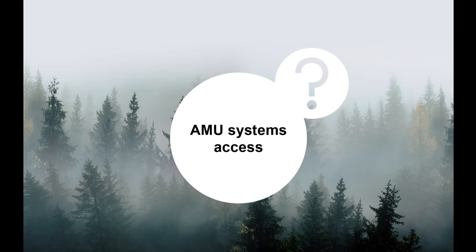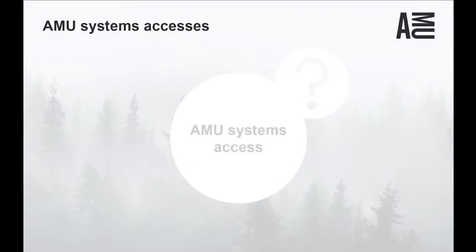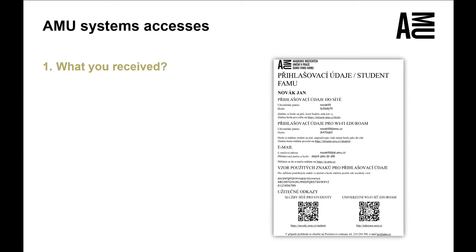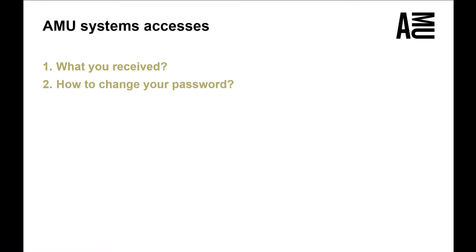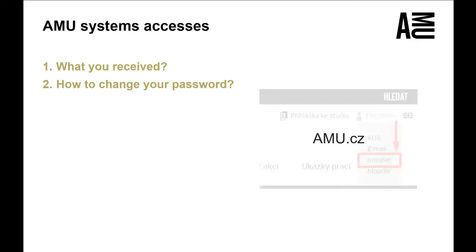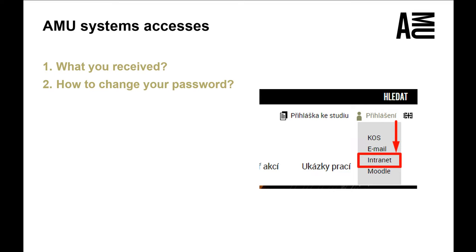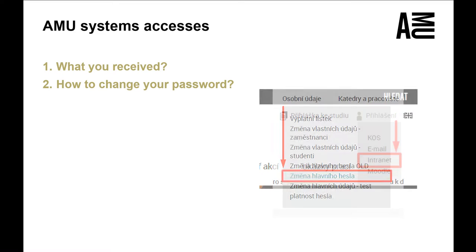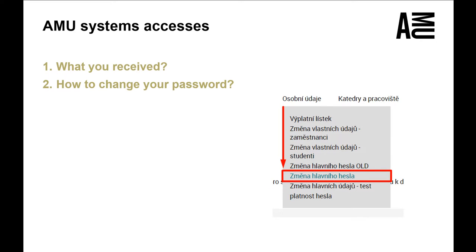So let's go to the first topic, and that's login credentials. You've probably gotten some paper like this from the Student Services Department, where you see your username, your password, your school email, and so on. The first thing you should do is change your generated password. You can change your password at amu.cz in the login section. Find the intranet there, log in, and then change your password in the personal details section. Change your master password.